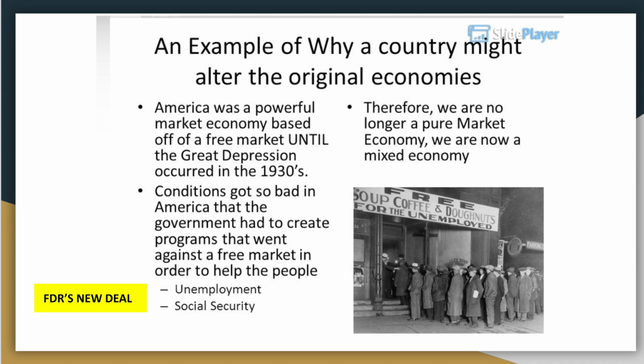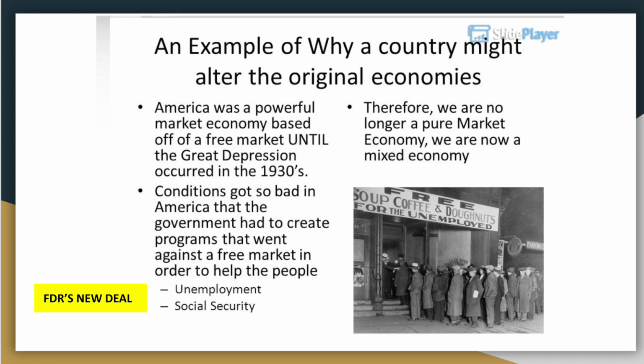Once that happened, in the 1930s, conditions got so bad that the American government had to create programs that went against free market trade. So programs based off socialism, social programs to help people that can't help themselves. So you're using taxpayer money to help people that can't help themselves. It was part of Franklin Delano Roosevelt, whenever you see FDR, part of his New Deal. Unemployment and Social Security were two major programs under FDR's New Deal, okay?